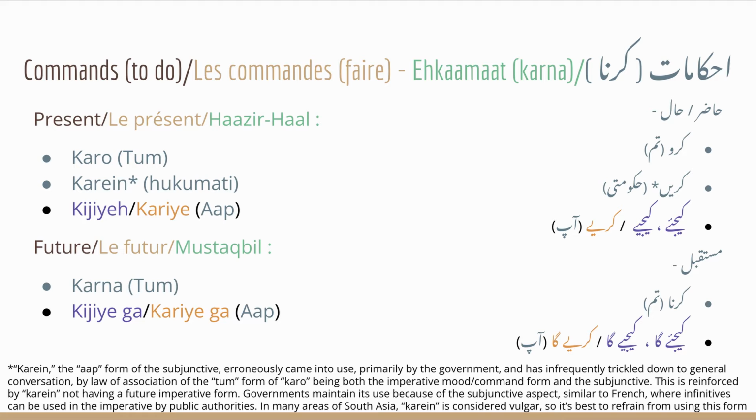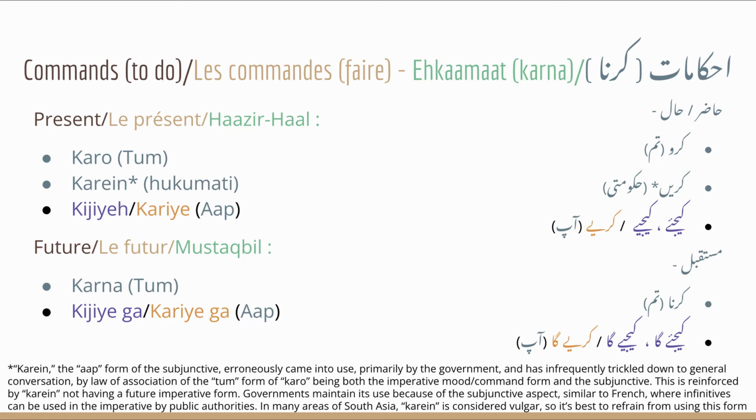Next is commands of the verb to do. Karna ke ahkamat. So for the present, hazir ya har. For tum it's karo. For governmental, hukumati, it's karen. And for aap there's kijiye and kariye. So kijiye is the standard way, and kariye has now become an alternative, partially due to it kind of becoming a bit regularized. But kijiye is the proper way, and kariye is the alternative.